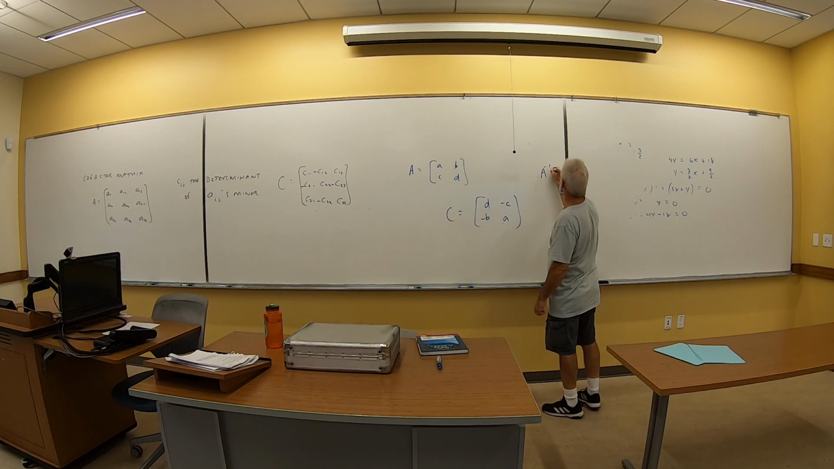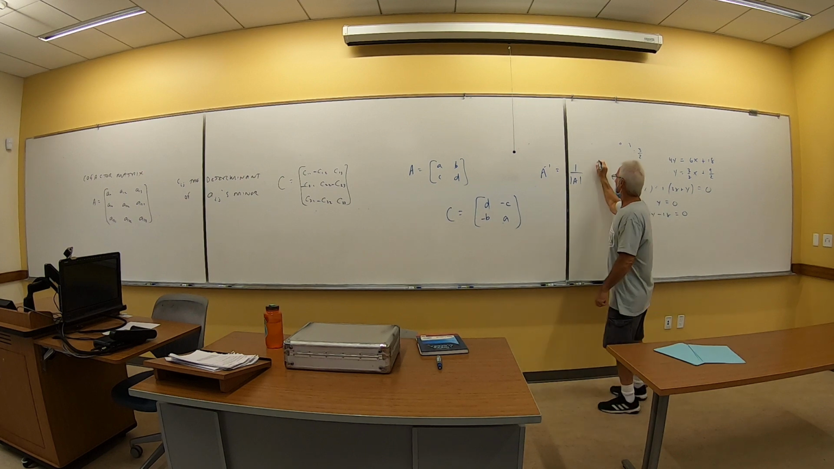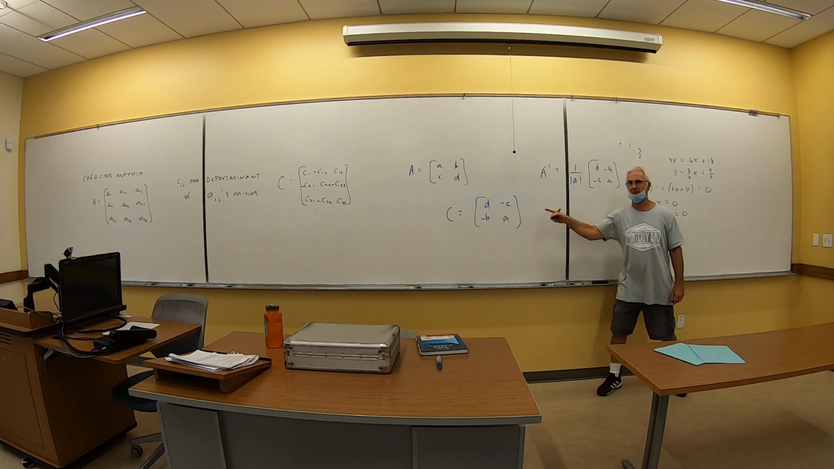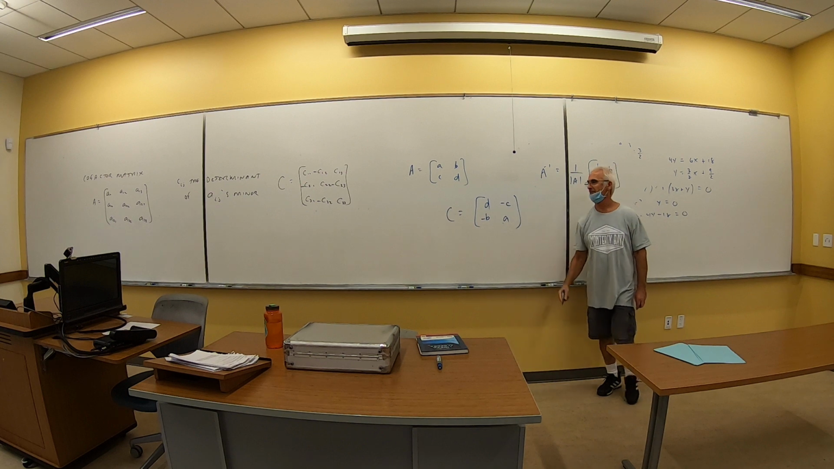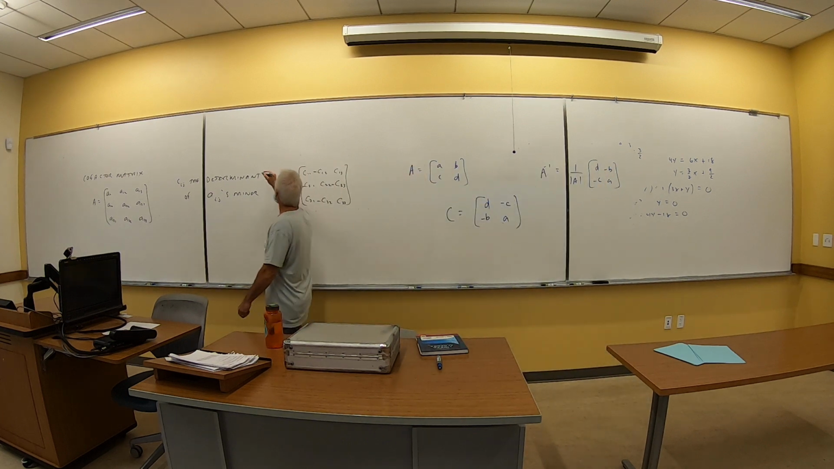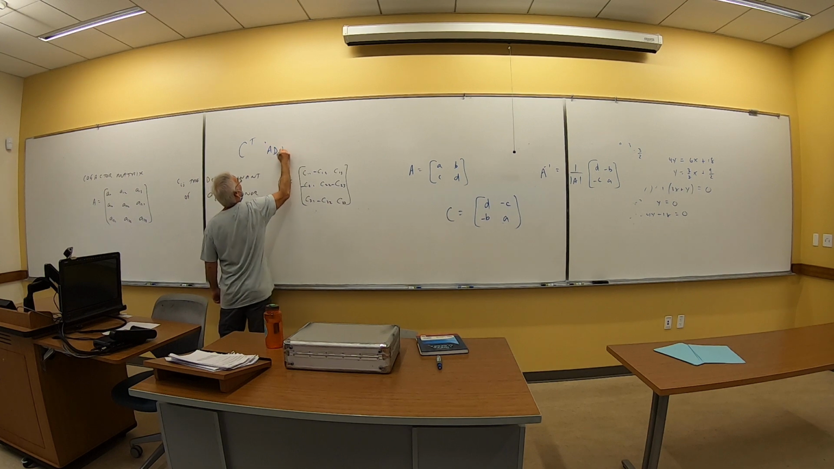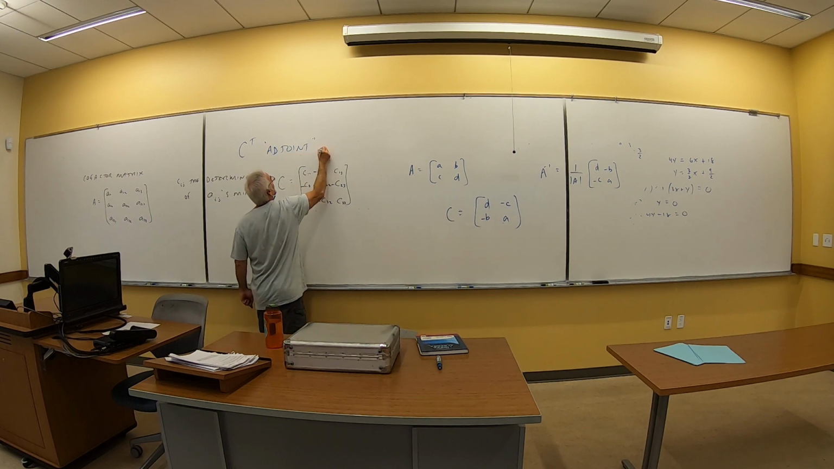A inverse, we know it's 1 over the determinant of A. I'm going to write it like that. We know that. But isn't it d, negative b, negative c, a? That's not the same thing as this. What is this matrix related to this one? The transpose. It's the transpose. C transpose is called the adjoint of A.